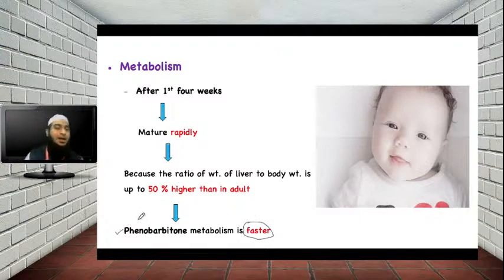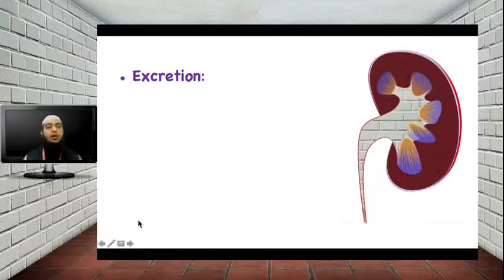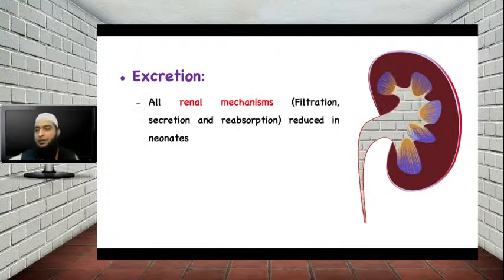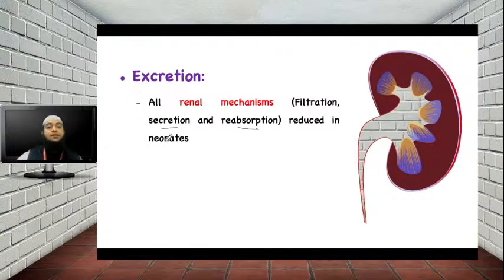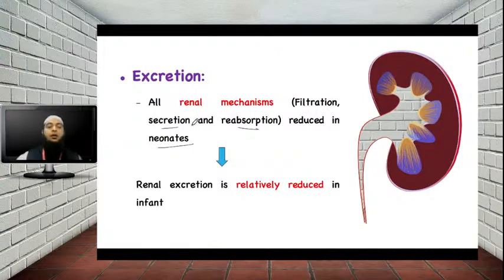Okay, depending upon the age of the child, you can see there is a quick change in the pharmacological action of the drug. Now let's see the effect in the case of excretion. In the case of excretion, it is observed that all renal mechanisms, like filtration through the kidney, tubular secretion and tubular reabsorption, are reduced in neonates. So the overall effect is less renal excretion of the drug. So renal excretion is relatively reduced in the infant.